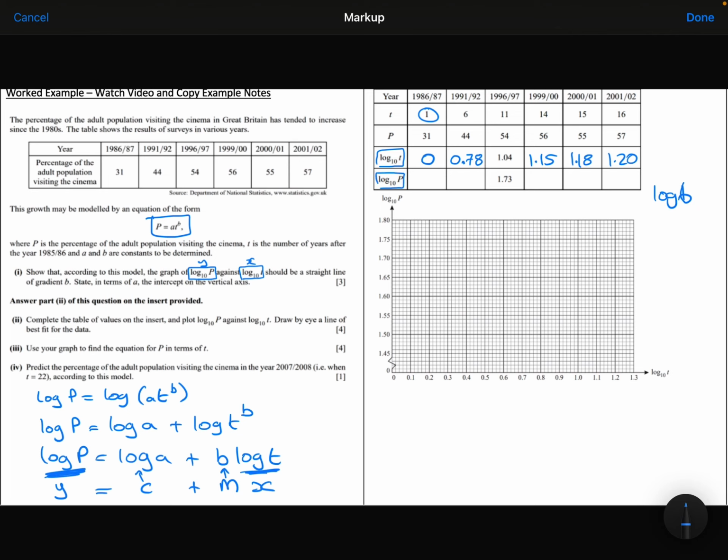So first of all, we'll start off by doing log of 31, which gives 1.49. Next, we're doing log of 44. Next, we're doing log of 56. Log of 55. And finally log of 57.